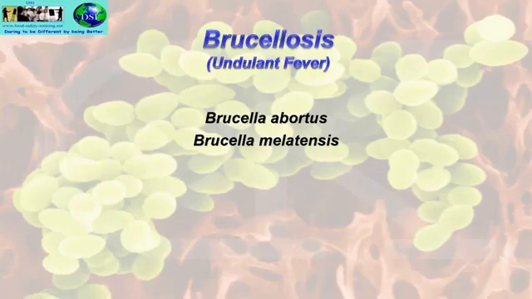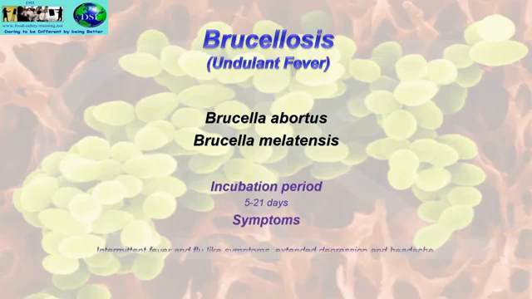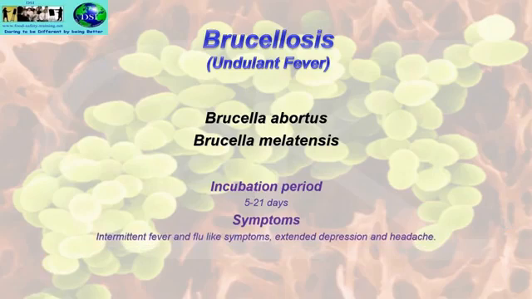Brucellosis is known as undulant fever. You've got the 2 serotypes that cause a problem, Brucella abortus and Brucella melitensis. The incubation period is 5 to 21 days. The symptoms include intermittent fever and flu-like symptoms, extended depression and headache.